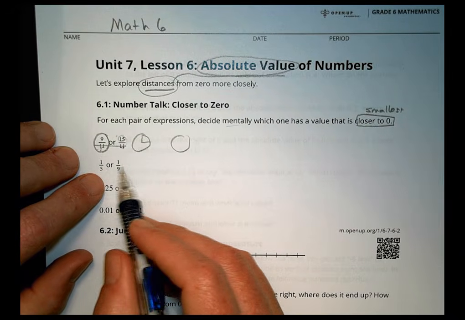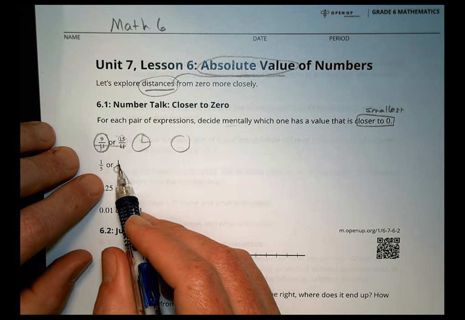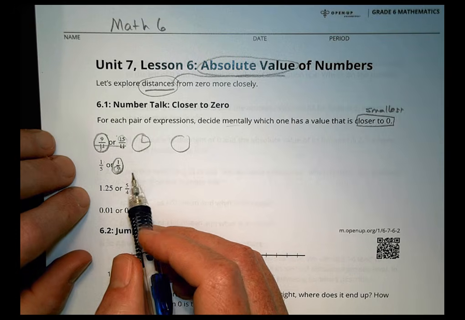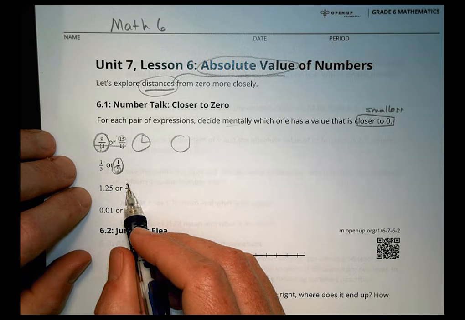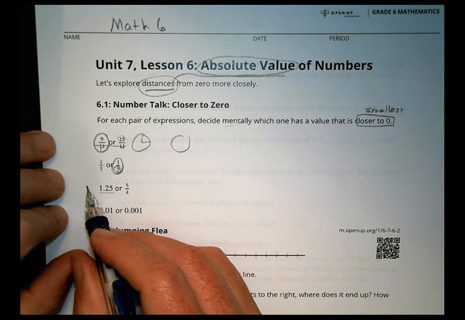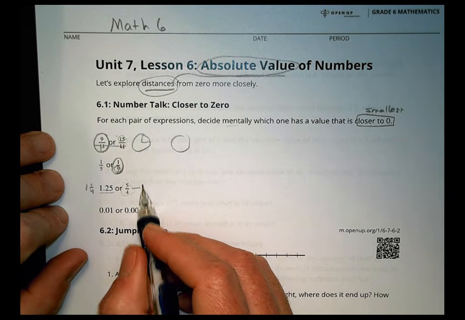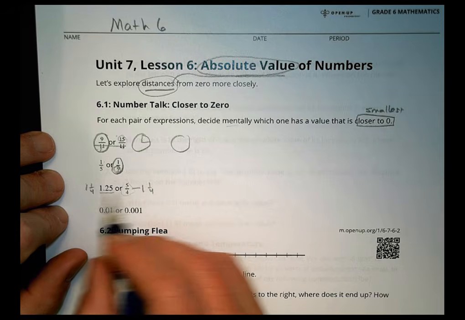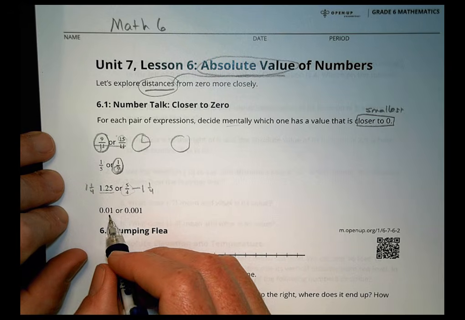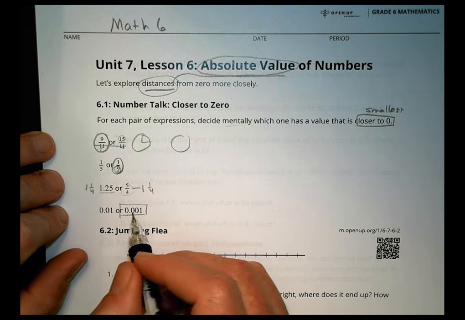For your 1/5 or 1/9, again, which one is a smaller number? Well, the greater the denominator is, the more slices you're cutting that pie up into. So we would say this is the smaller one because it's 1 piece out of 9 compared to 1 out of 5. The next one, we have 1.25 and 5 over 4. With some mental math, I know that 1.25 is like 1 and 1/4, and 5/4 can be rewritten as 1 and 1/4. So in this case, they're going to be the same distance from 0. It's the same number. And finally, the last one, I have 1/10 and I have 1/100th. This one is a much smaller number, so it's definitely going to be closer to 0.